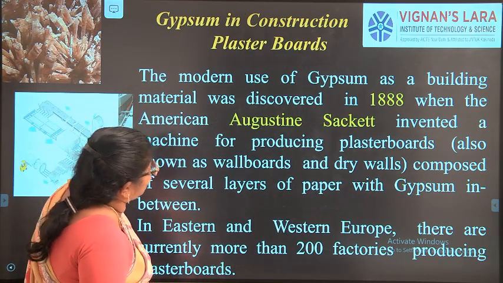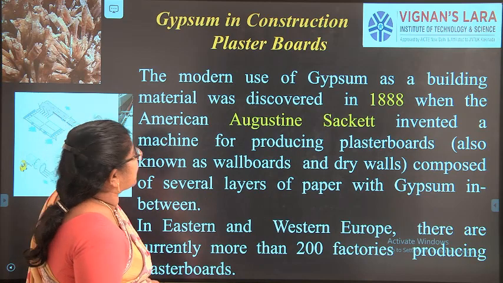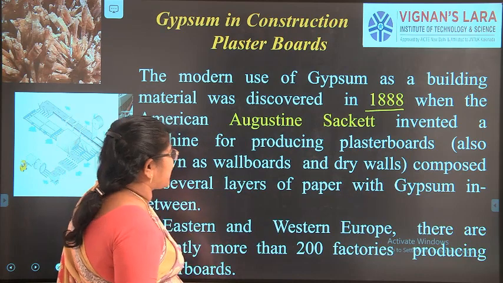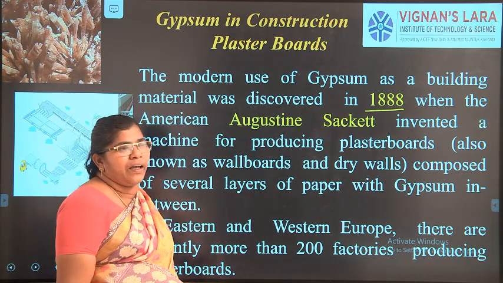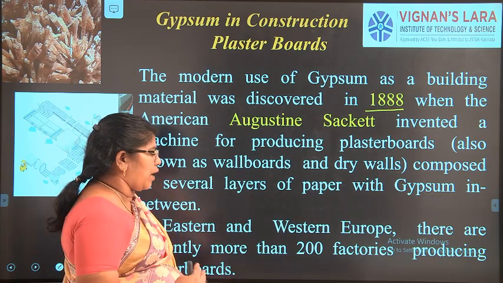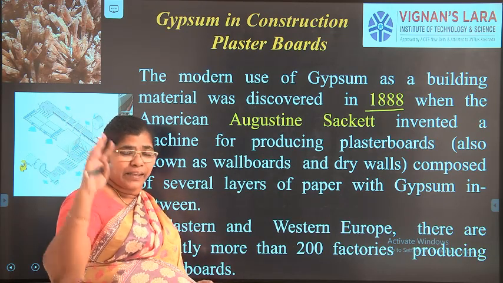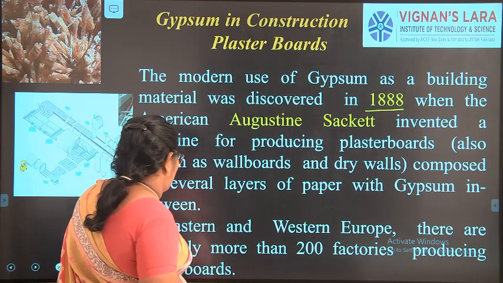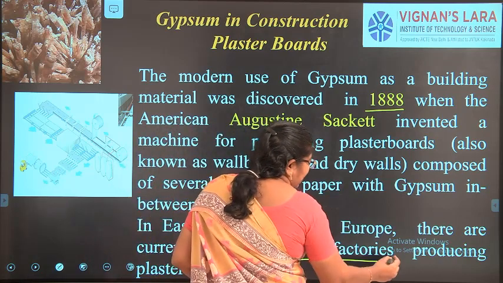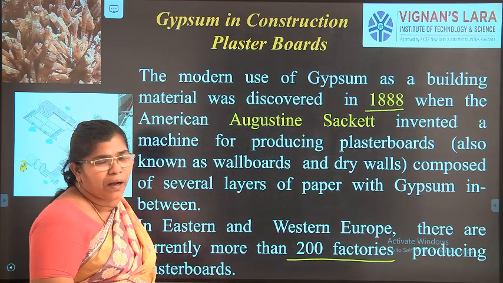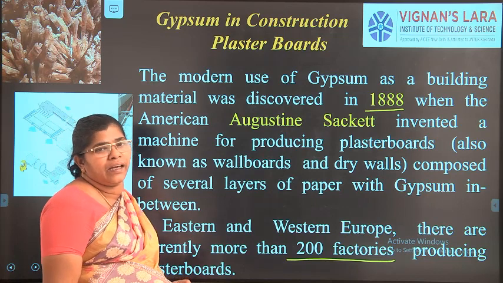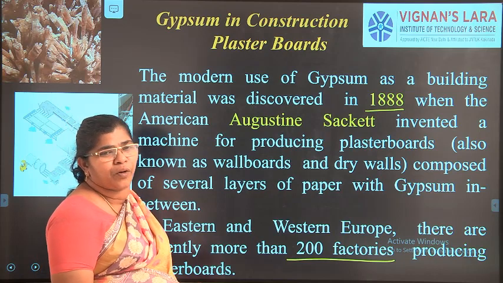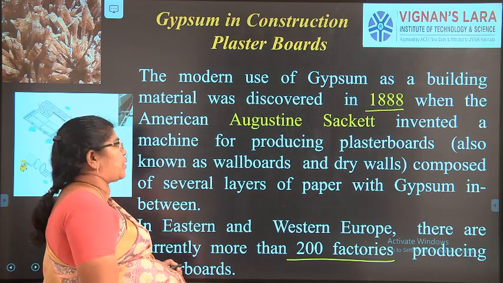Now we will see in construction what is the use of these plaster boards. The plaster boards were discovered in 1888 by Augustine Sackett, but it was made into use as a board after that. But you can see that even in 6000 BC, when the pyramid was constructed, gypsum was used. Nowadays, there are more than 200 factories in Europe alone making this gypsum board. In India, only for the past 10 years they have started the gypsum board, and more than 1000 small scale industries are working on it.